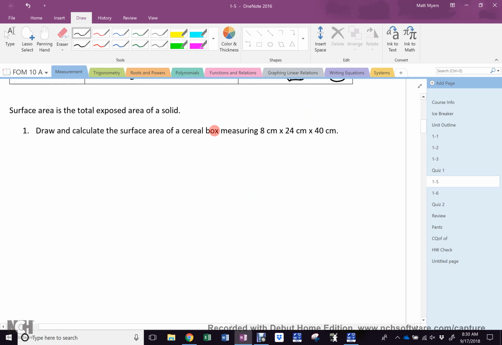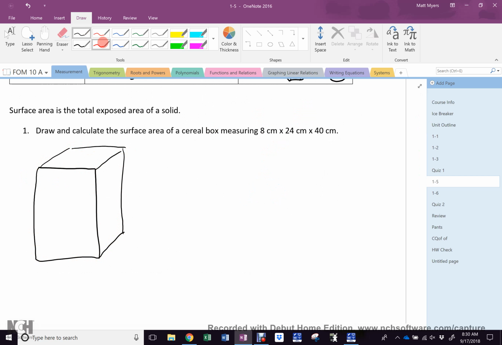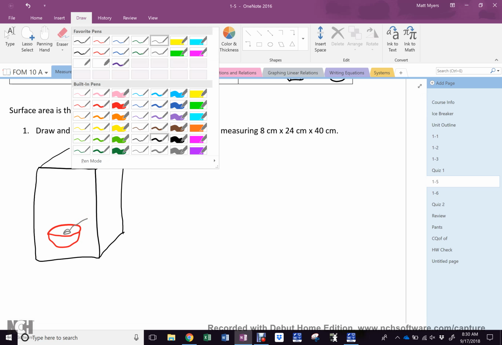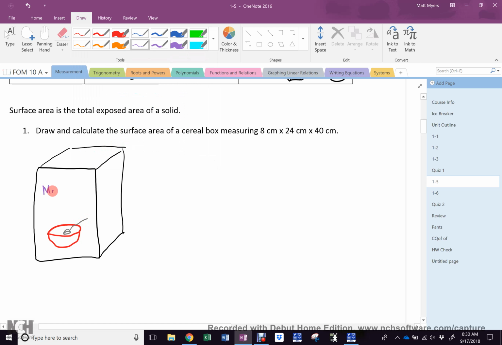All right. So we'll start with a nice, easy one. Surface area of a cereal box. I'm going to draw me a cereal box. You can draw it or not. I don't really care. There's my cereal box. And there's a bowl with a spoon. And I'm going to call this cereal Mattios. All right, there's my cereal box.